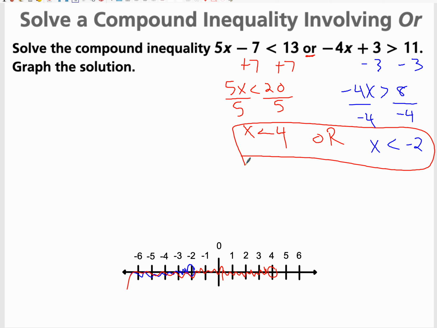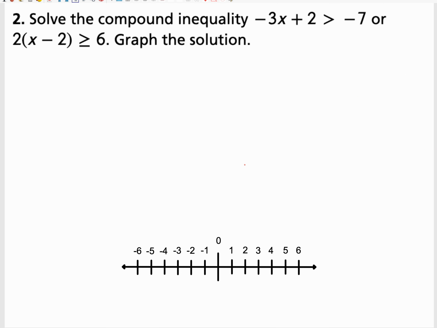All right, so that one might be a little bit confusing because the or can be confusing, but we've got to keep it the way it is. Okay, so we may have to do some work before we solve, so let's do this one. Start here, subtract 2, negative 3x is greater than negative 9.